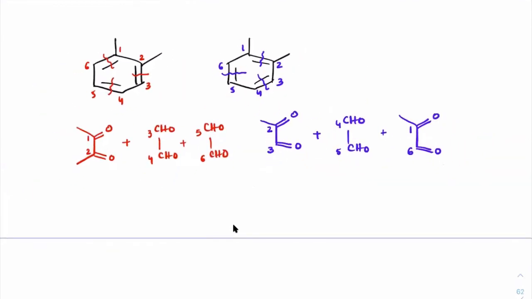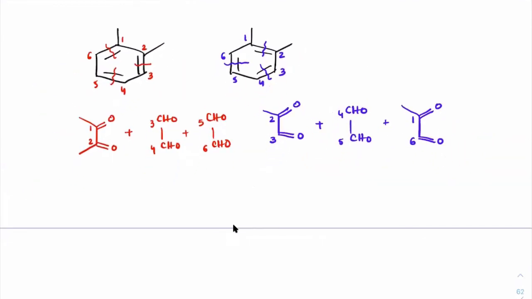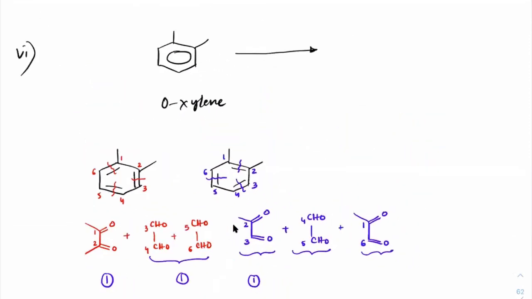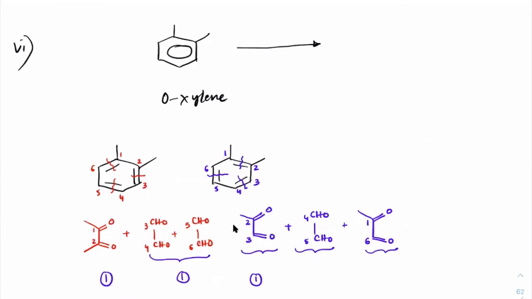So see the types of products, how many types of product have formed. This is one type. These two are glyoxal only. This is also glyoxal only. So the second type. These two are the same again. So how many products have formed? Three types of products have formed. So when you write the final answer, all three are valid products.